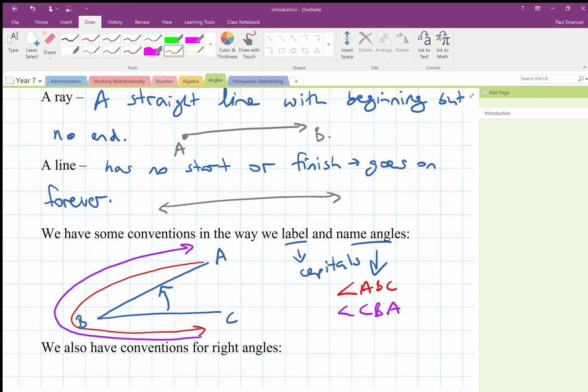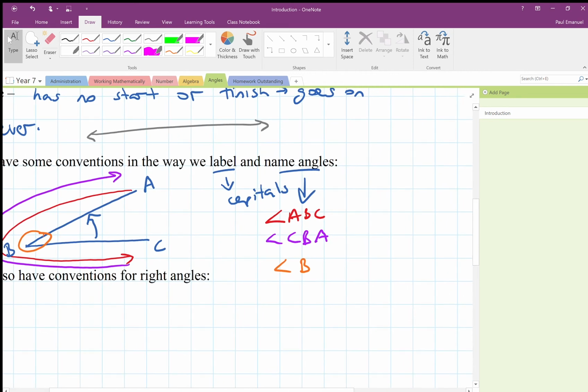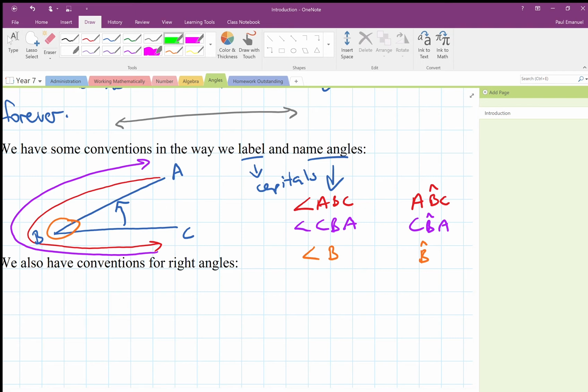There's one other way, which is if it's obvious, the vertex. Now you should know what a vertex is, I hope, but it's where two lines meet. So the vertex, if it's obvious where the angle is, you can just label it like this, just with the vertex. Now, you will occasionally see people labeling it like this, with the little hats on top instead. I don't like that anywhere near as much. I think the first version that I did is much clearer, and so I want you to always do it that way, please.